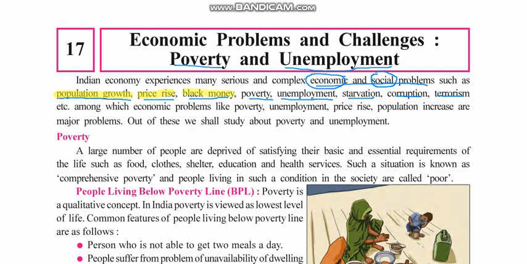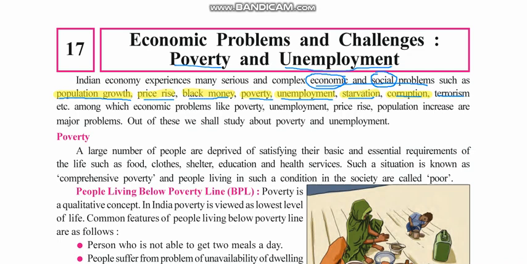Next is black money. What does black money mean? Money on which tax is not paid is termed as black money. Next, poverty, garibi. Poverty is garibi. Next, unemployment. Not getting employment is termed as unemployment. Right now, after this lockdown, unemployment is one of the major issues that the country is fighting with. Next is starvation. Starvation is not getting proper food to eat. In Gujarat, it is termed as bhukmaro. Not getting proper food.